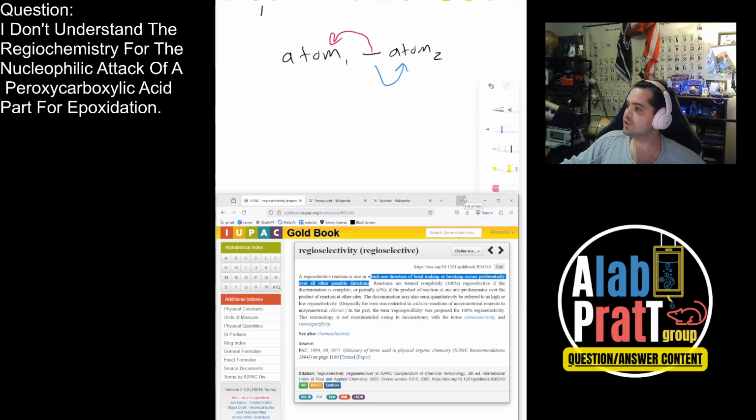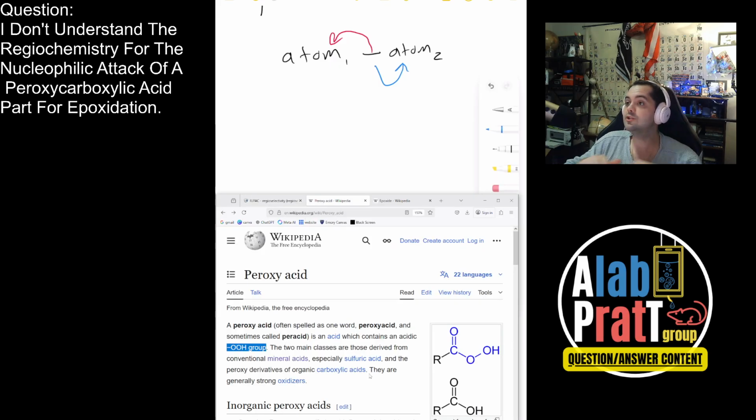And so that's what regioselective is, but how is it applied to this student's question? Well, we're talking about a peroxy acid, and in this case, we're looking at something that has this OOH group. A little unique, we might not have seen it before. So now we have O1 connected to O2 in this group, and we can ask ourselves, do the electrons go like this when the nucleophile attacks, or do they go like this when the nucleophile attacks?